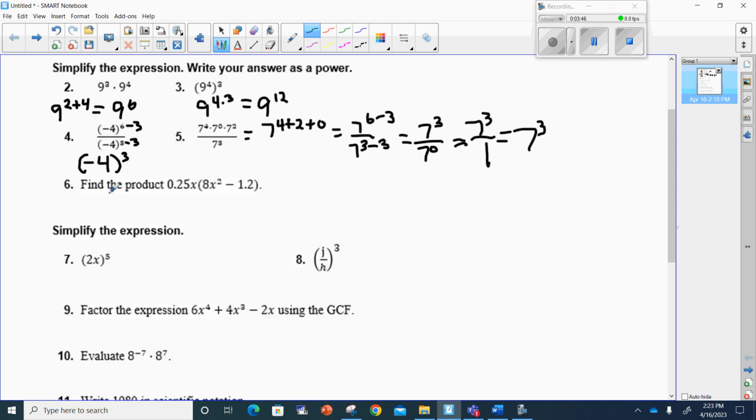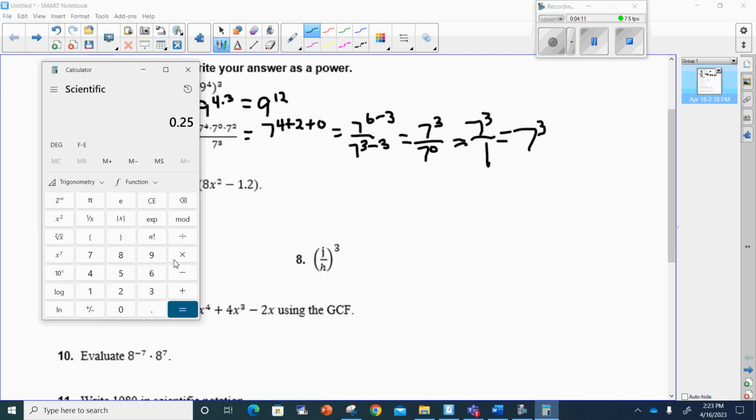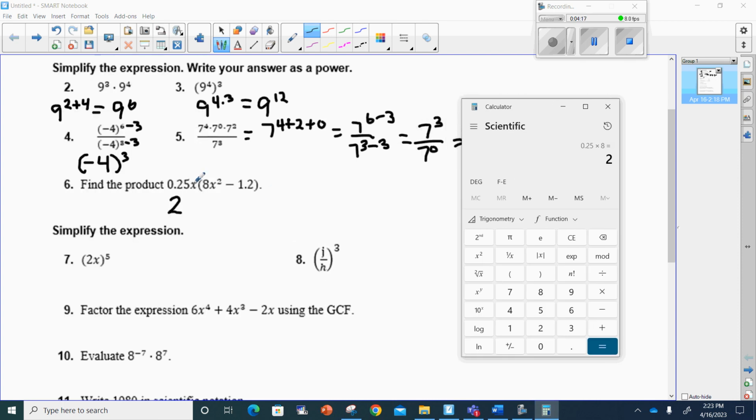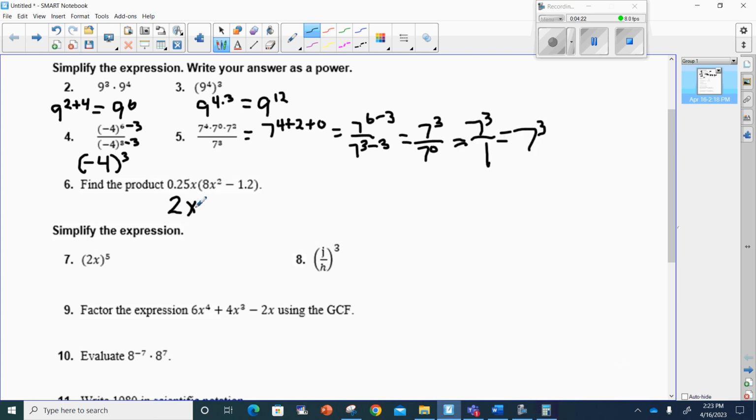All right, let's go ahead and go to number 6, find the product. We're taking the number in front and multiplying it to everything inside. So 0.25x times 8x to the second power, that's going to equal, well, 0.25 times 8 is 2, I'm pretty sure. I'm going to bring the calculator out just to verify and show you guys that 0.25 times 8 equals 2. And then we see that we have x times x to the second power, which means we have x to the third power. So this is 2x to the third power.